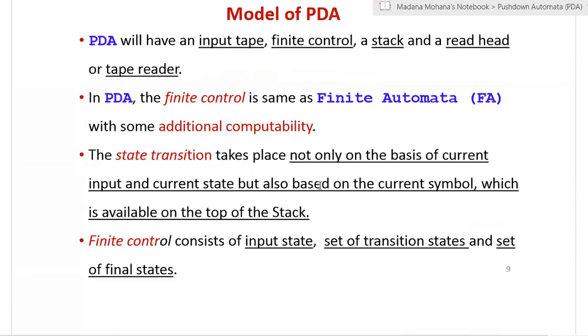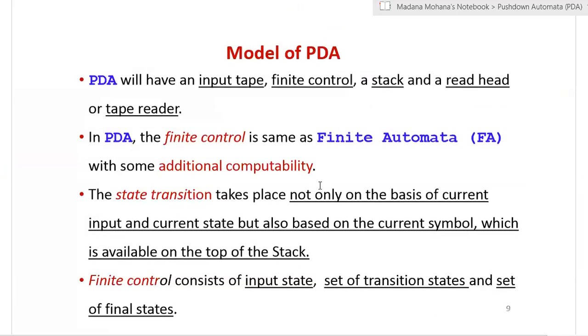By seeing that, you can see the explanation is given, whatever I explained. So a PDA will have the input tape as one component, finite control as another component, the stack as another component, and the read head or tape reader. In PDA, the finite control is the same as in finite automata with some additional capability. Because of that stack, the state transition takes place not only on the basis of current input and current state, but also based on the current symbol. This is very important: the current symbol which is available on top of the stack. Just now whatever I explained, keep this point in mind in PDA.